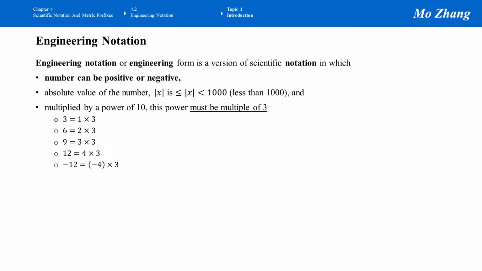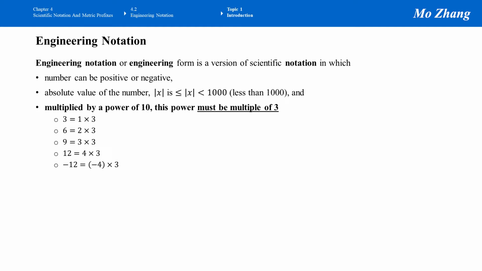First, the number can be either a positive or negative number. It cannot be zero. The second rule, the absolute value of the number is between 1 and 1,000. It can be greater than or equal to 1 and has to be less than 1,000, which means it cannot equal 1,000. It can be 999.9999, but it just cannot be equal to or greater than 1,000.